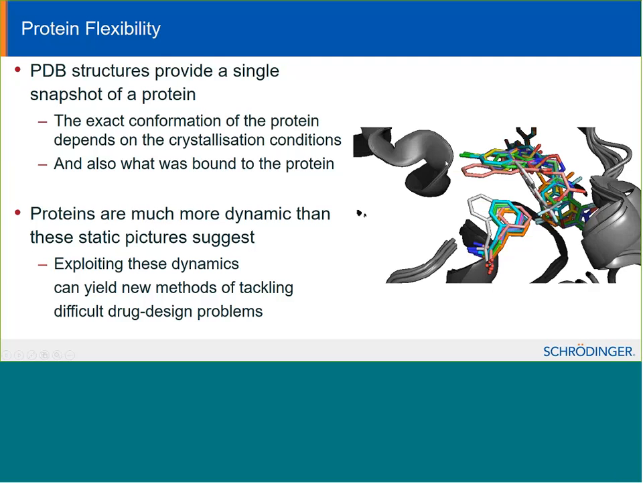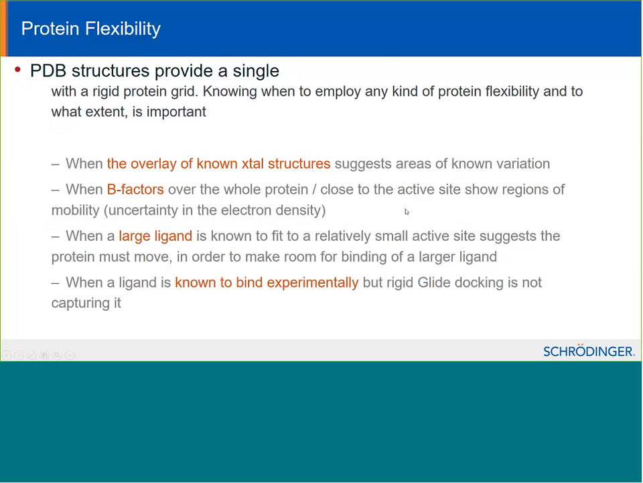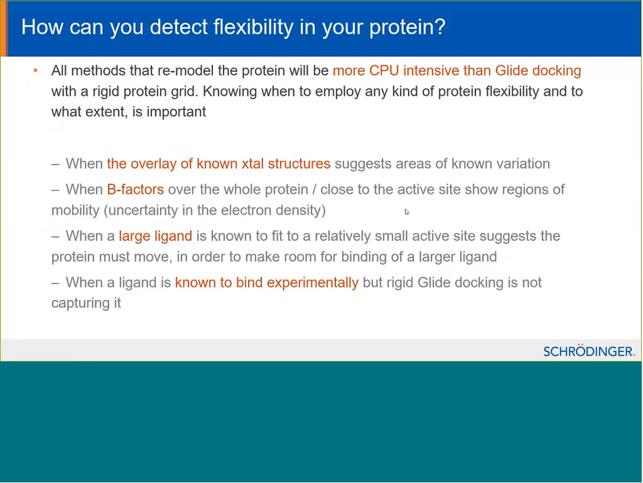So to emulate those kinds of movements, we need to consider things beyond the use of Glide. Anything that remodels the protein is going to be more CPU intensive than Glide docking using a rigid protein. So it's always a good question to ask yourself, when do I need to employ any kind of protein flexibility and to what extent?